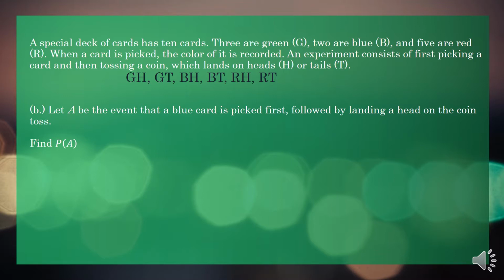Part B says, let A be the event that a blue card is picked first, followed by landing a head on the coin toss. So look at your sample space and figure out how many ways this event can occur, where you get a blue card first and then a heads. If you look, there's only one way this event can occur: BH, a blue card and then heads. Now we need to figure out the total number of events. Since we have 10 cards, the probability of A is going to be 1 out of 10.